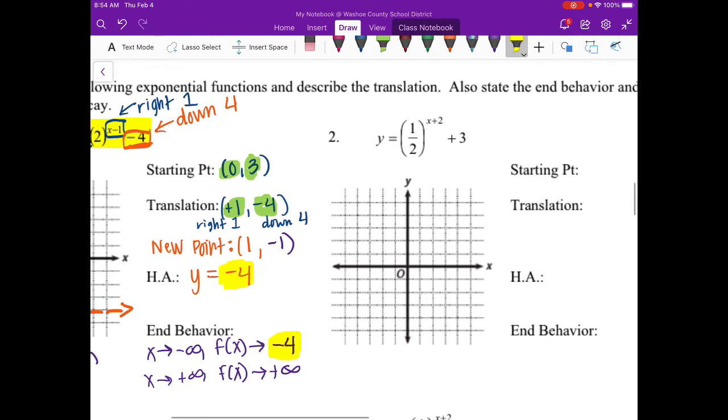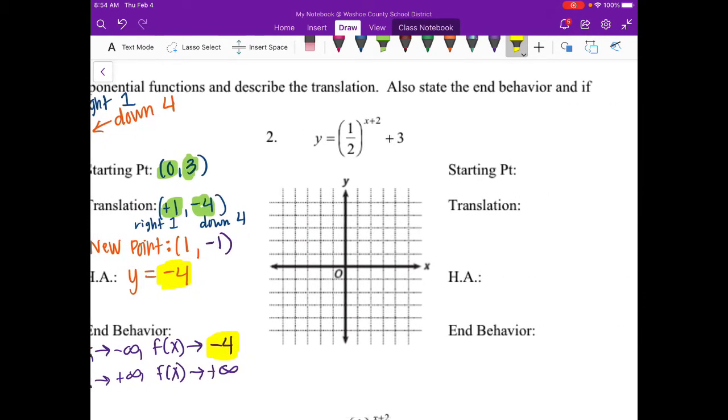Let's go ahead and try example 2. So I'm looking for that starting point, that a value in front of the parentheses. When there's nothing there, there's always going to be an invisible 1. So my starting point in this case would be 0, 1. But now I'm applying these translations to it, where I need to look at the exponent, do the opposite. So this means go left 2. And then this k value is telling me to go up 3. Okay, so really the translation is going left 2, up 3.